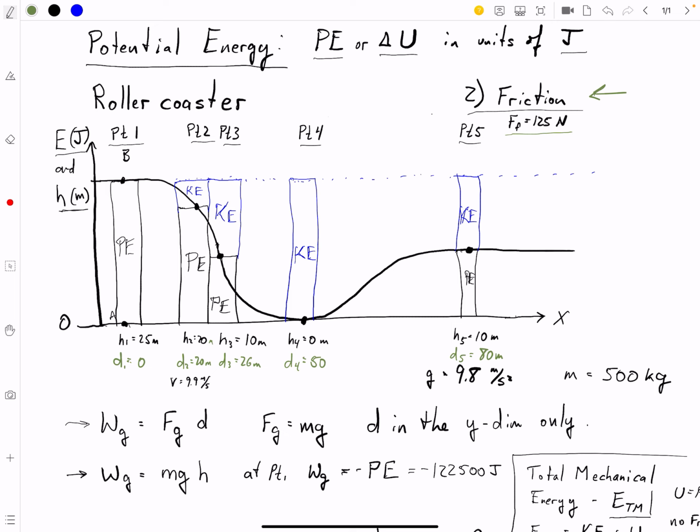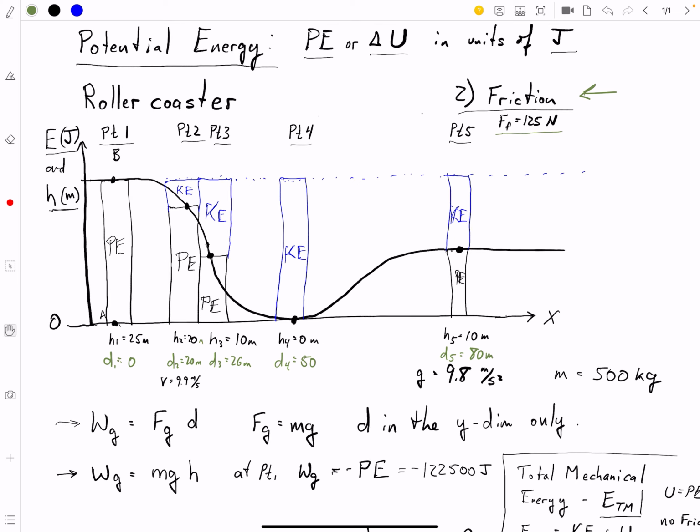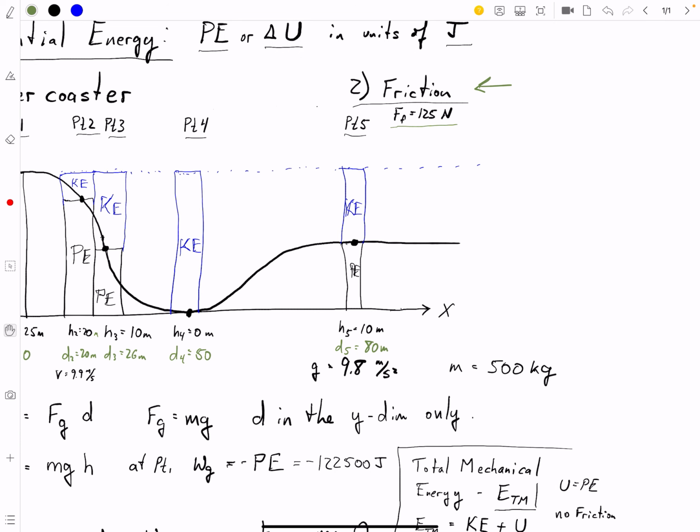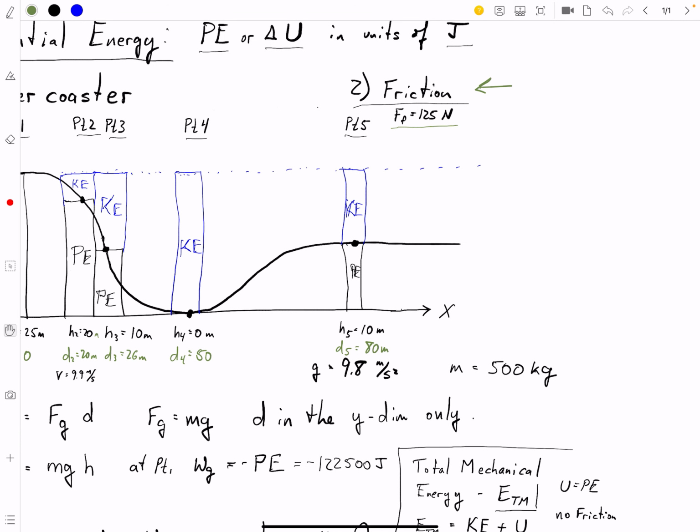And I'm going to do just a little bit of an example. We're going to look at point 4, and I'm going to slide over here to the side so we can look at point 4. And we want to know what the work of friction is at point 4.